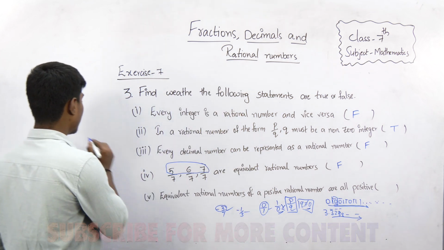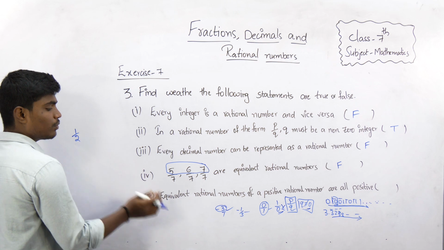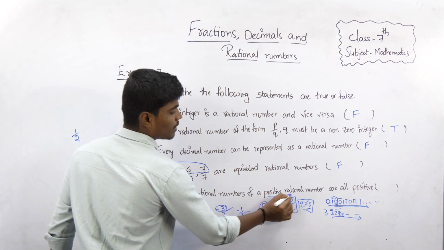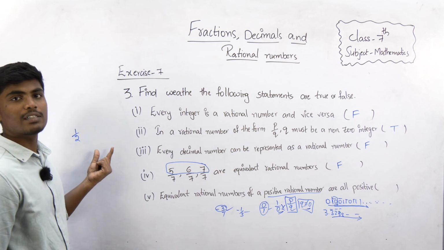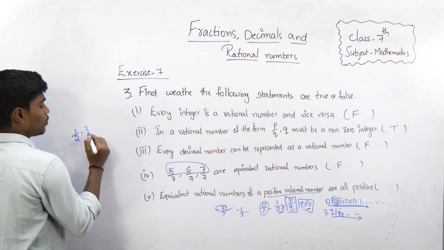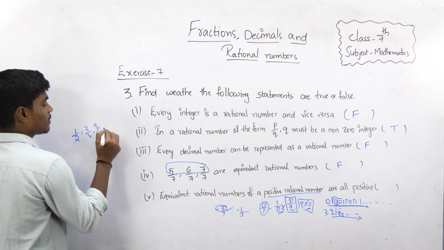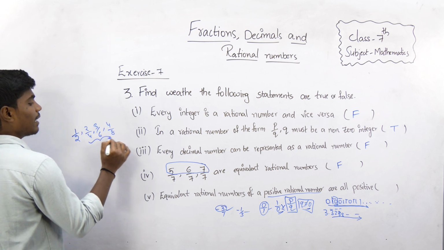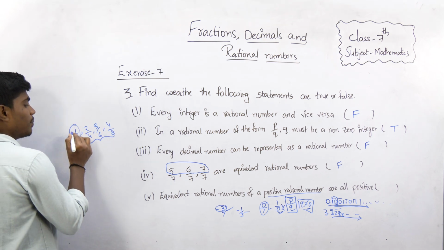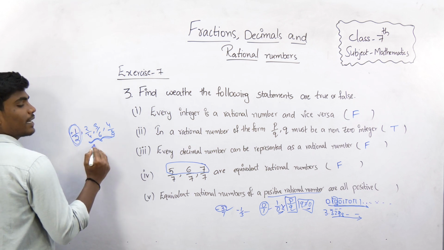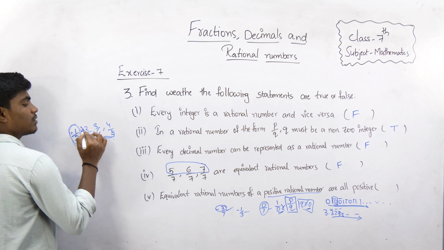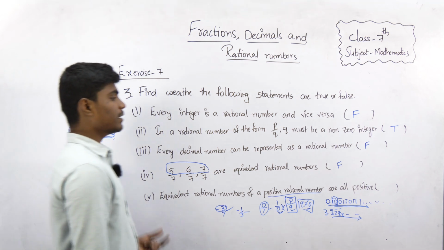Here: equivalent rational numbers of a positive rational number are all positive. Suppose let's take 1/2. This is a positive rational number. Let's write some equivalent rational numbers to 1/2. See, 2/4, 3/6, 4/8. These are equivalent rational numbers for 1/2. Here 1/2 is positive and all the remaining equivalent rational numbers are also positive. So this statement is true.